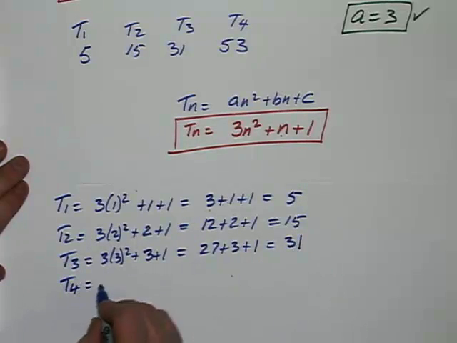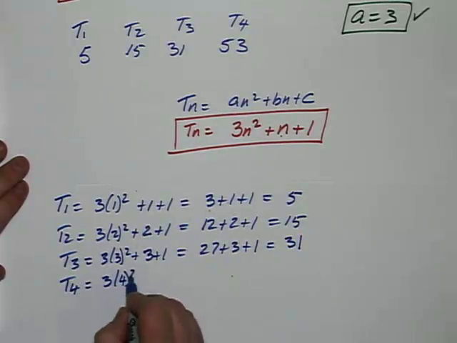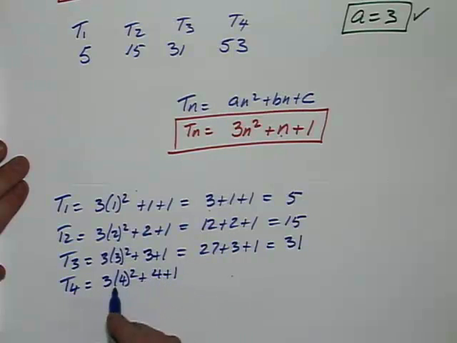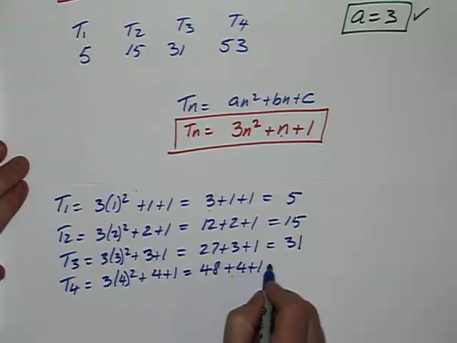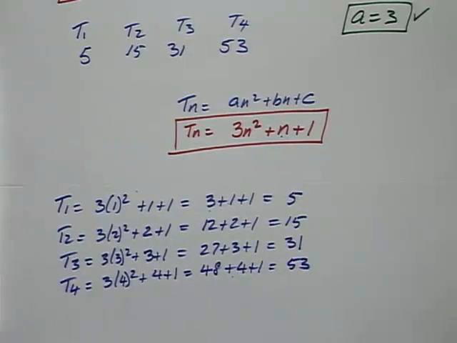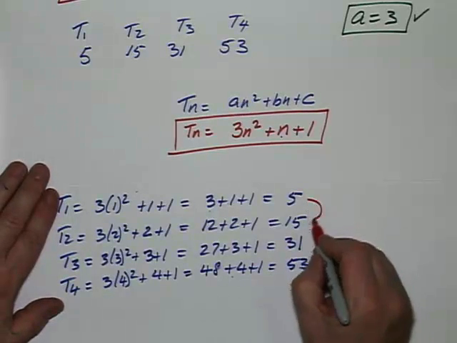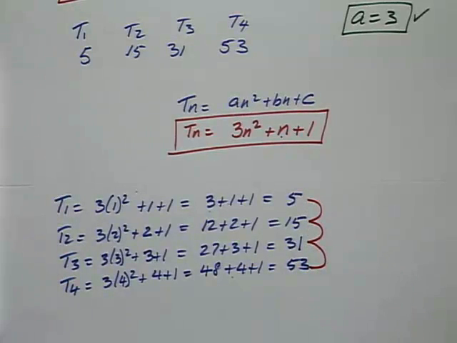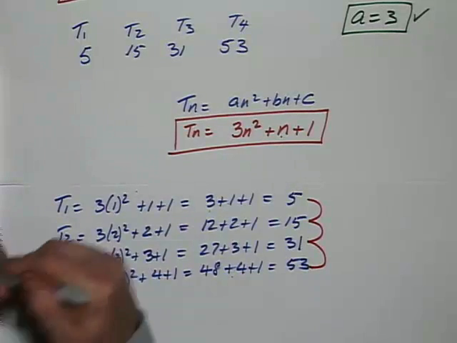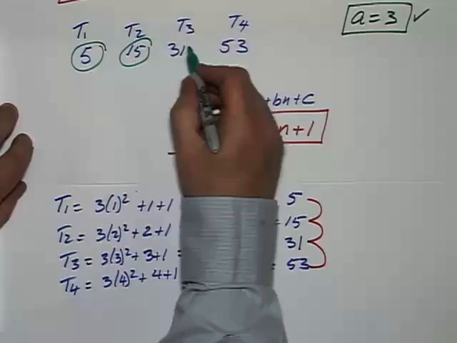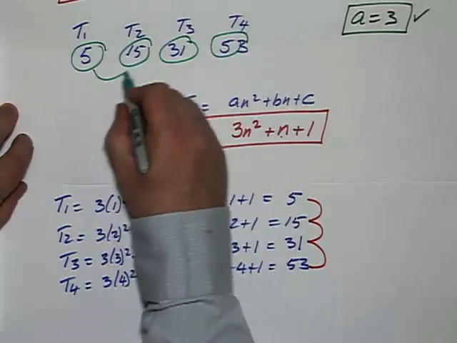And T4 is equal to 3 times 4 squared, plus 4 plus 1. 4 squared is 16. 3 times 16 is 48. Plus 4 plus 1 is 53. So we're getting here 5, 15, 31, and 53. And here we have 5, 15, 31, and 53.